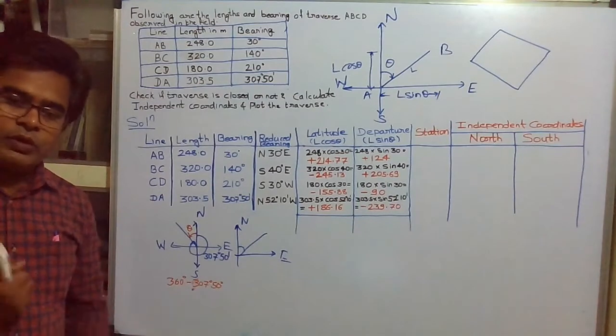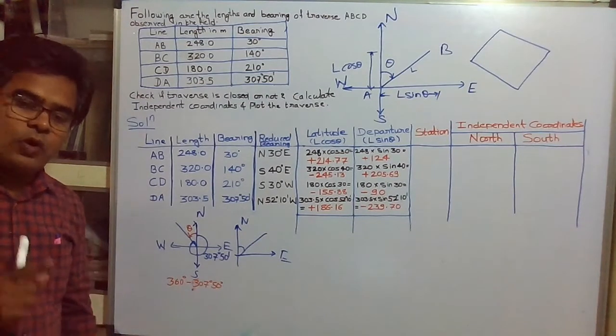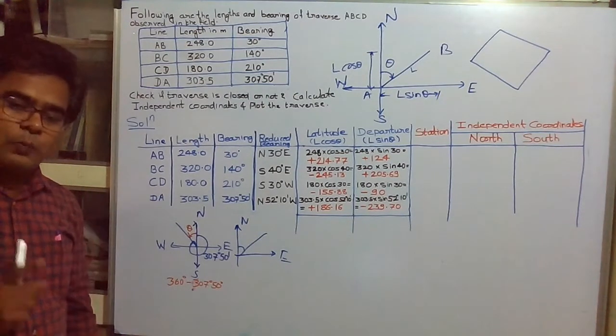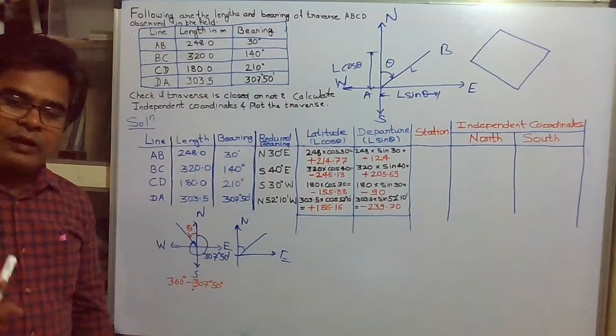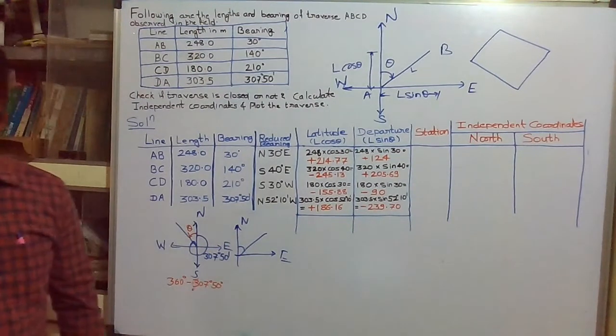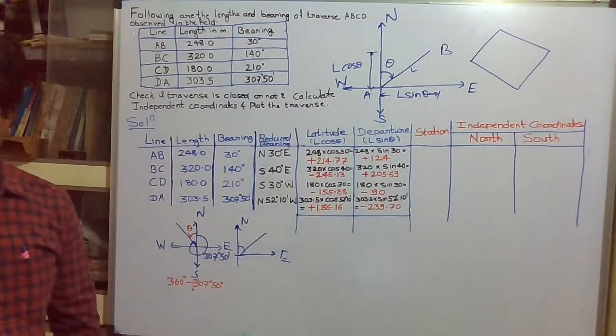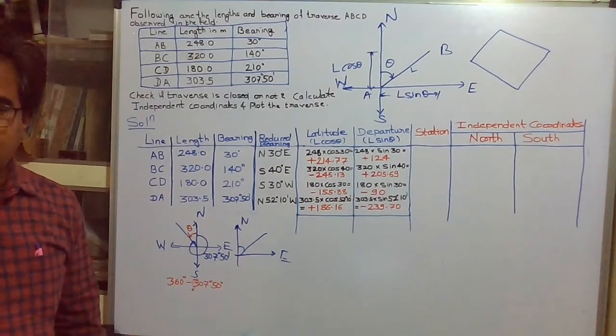What we are doing is only putting the values of length and angle, computing L cos theta and L sin theta, and giving the signs, and the signs are based on the quadrant in which the line lies.